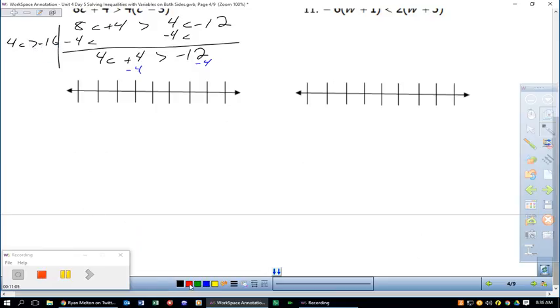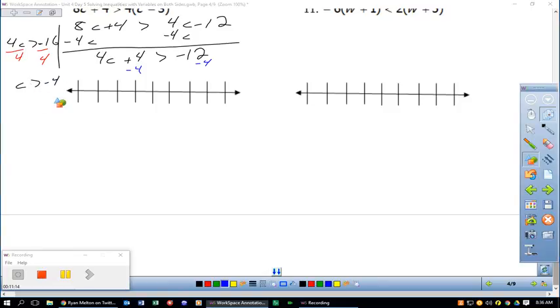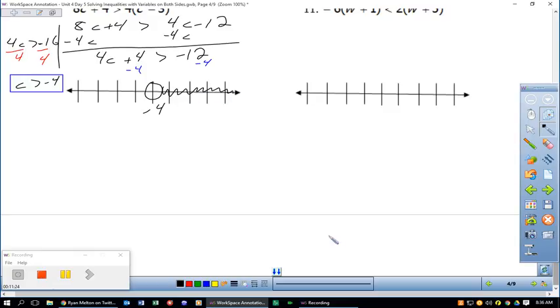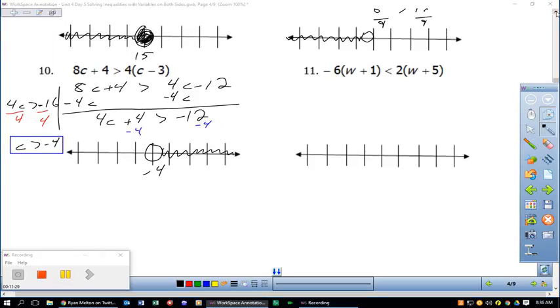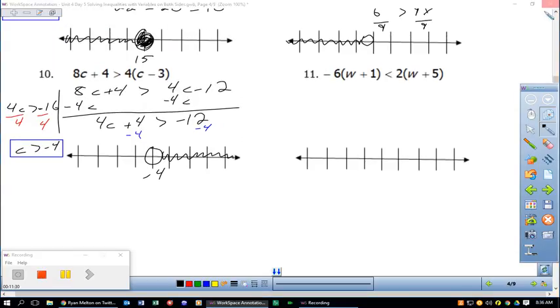Okay, and then dividing by 4. Are we going to flip it? Nope. So c is greater than negative 4. Open, negative 4, and it's greater than, so we shade to the right. So if you were to look back at solving equations, it'd be like a piece of cake, right? Yeah, like we said, things just kind of build on themselves.